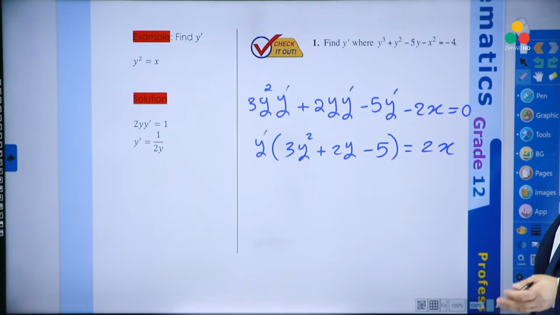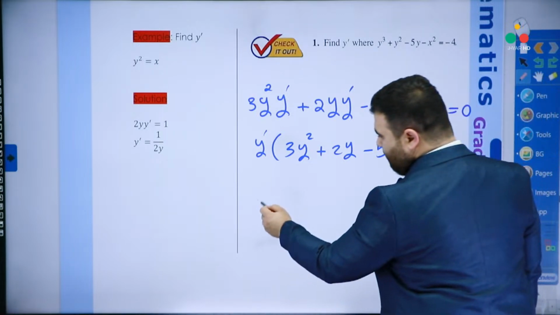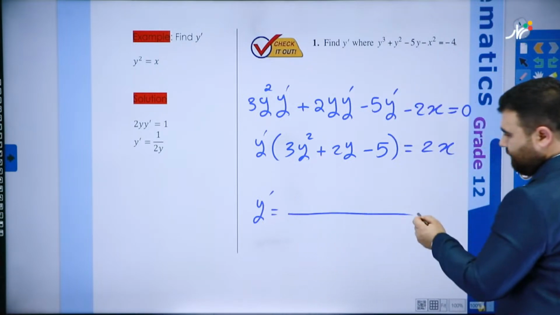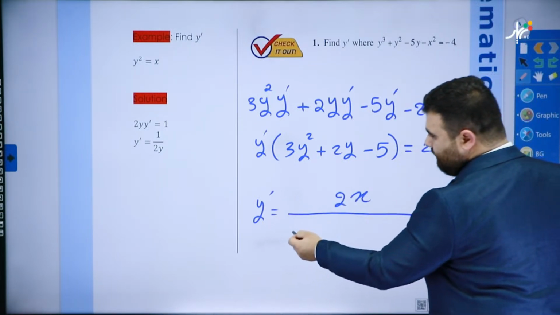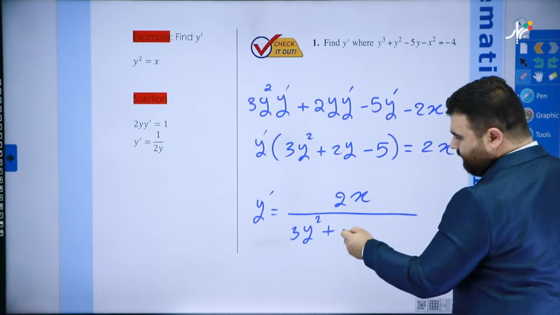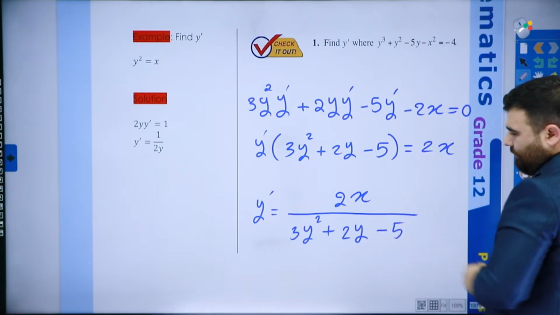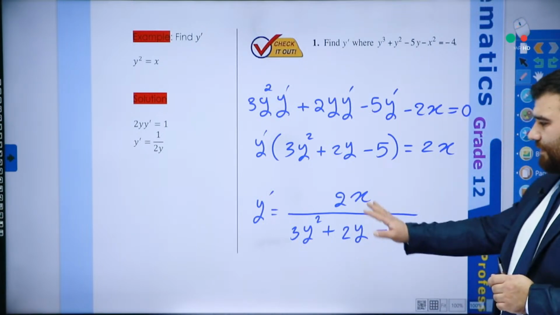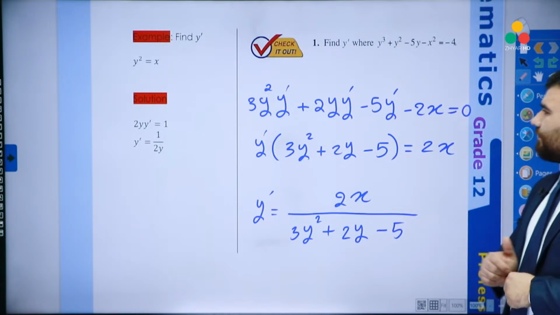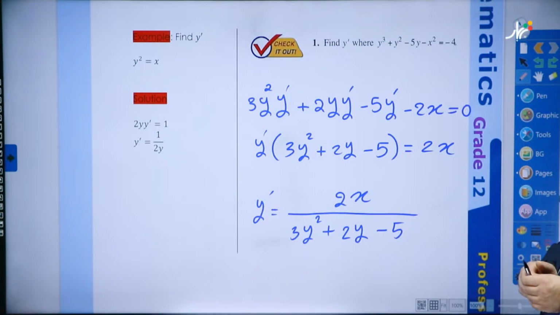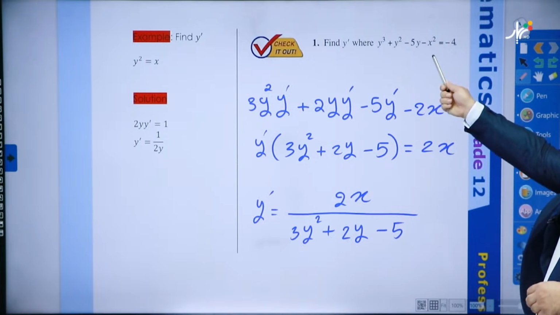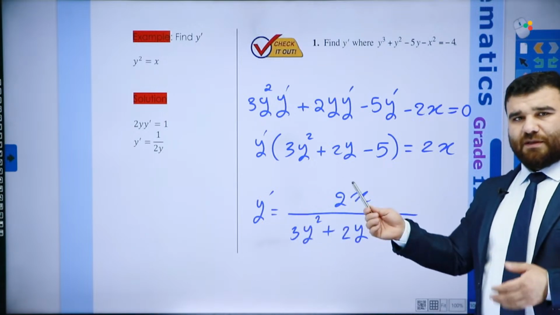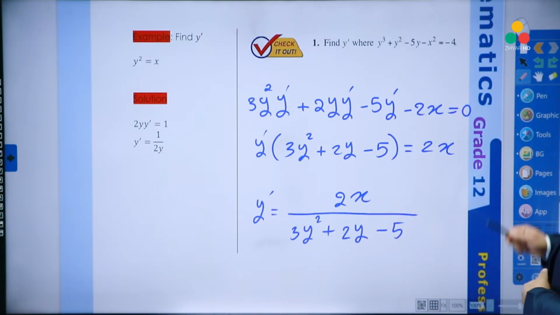Now, to make y prime alone, to make y prime the subject, I should divide. y prime equal to 2x over 3y power 2 plus 2y minus 5. This is the answer. Y prime is alone, it means this is derivative. Later we study questions, like we will have questions when it's asking about slope of this equation at a given point. Then after we make y prime alone, we replace the values of x and y. Here we will get the slope.